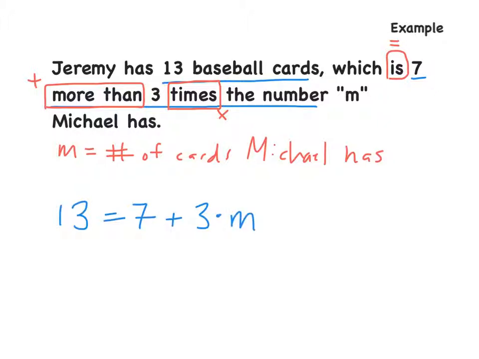So now we have our mathematical equation. 13 is equal to 7 plus 3 times M. Because that's all that we had to do. Go through line by line. 13 is equal sign, 7 plus, which is more than, 3 times, which is the multiplication, the number. So all that we would need is 13 is equal to 7 plus 3M. Then if we wanted to, we could just solve for M by subtracting 7 from both sides.